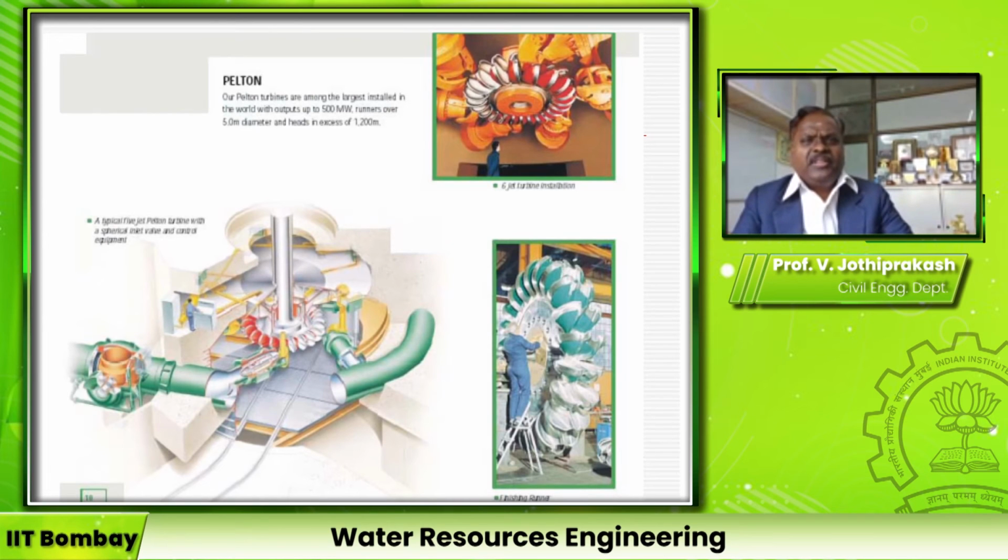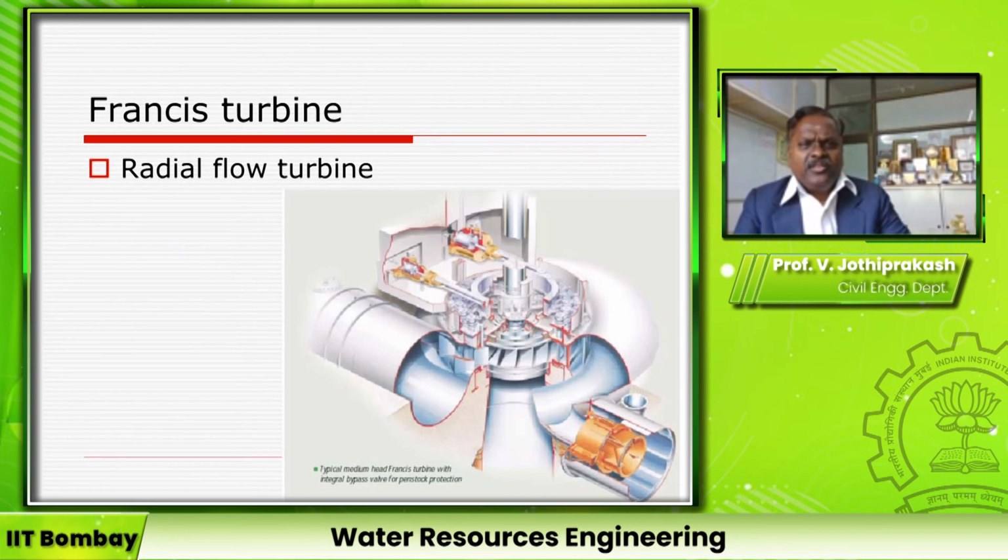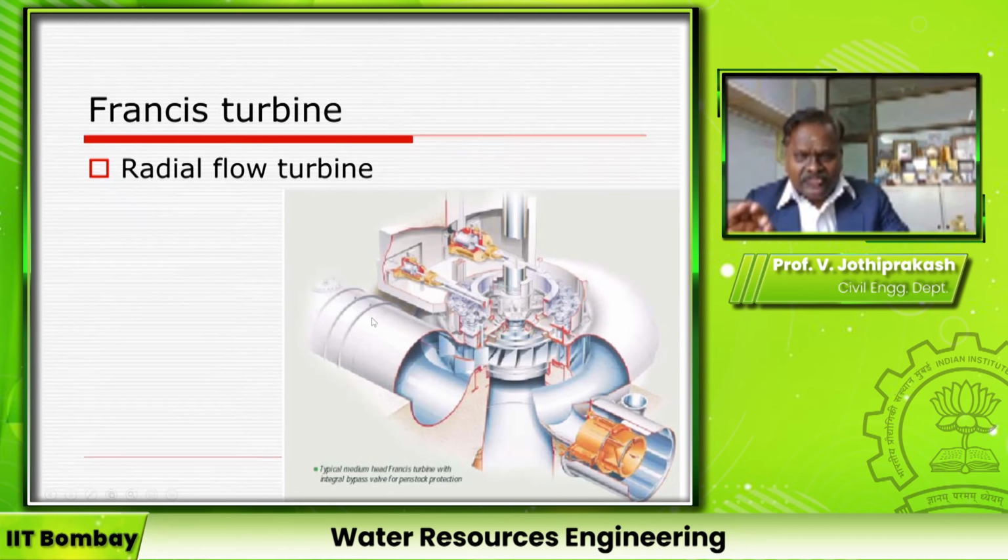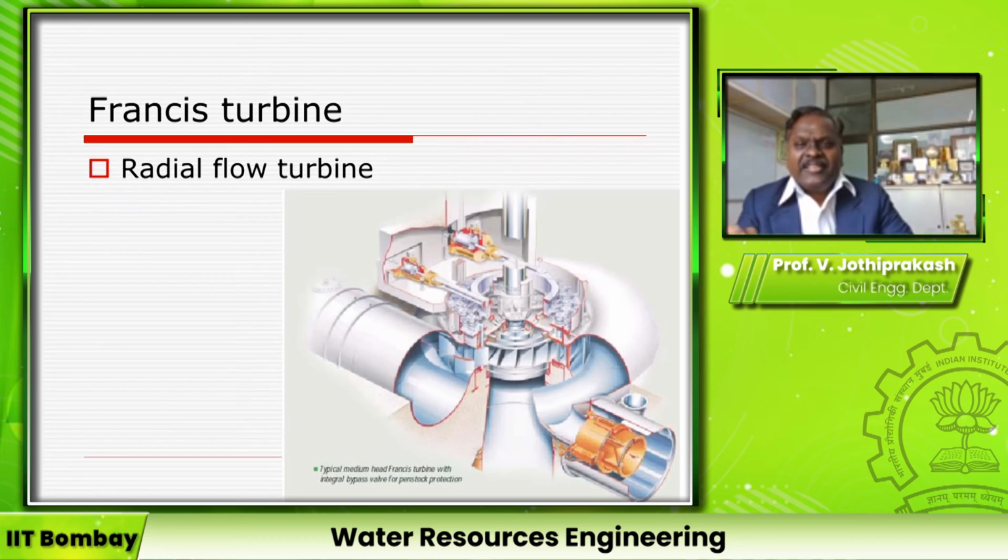So this Pelton wheel, different views, right? You can see the size of the human being and the Pelton wheel. That depends upon the size and the discharge. The second one is the radial flow turbine, either inward or outward. The Francis turbine is a good example of a radial flow turbine. I am giving the examples of turbines which you have done as an experiment in your hydraulics lab.